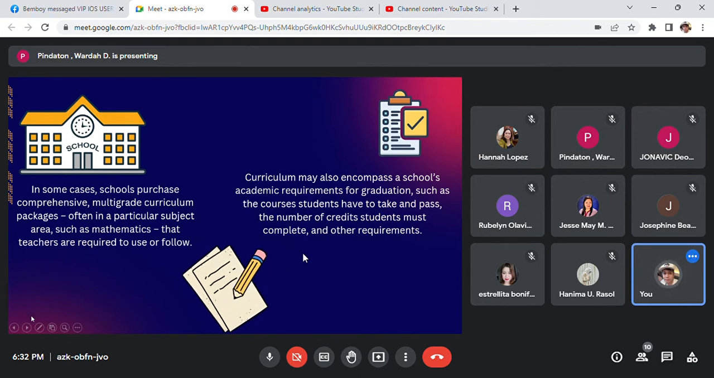Meaning to say, schools buy extensive multi-grade curriculum packages that teachers are expected to utilize or adhere to. These packages are frequently in a specific subject area, such as mathematics. The academic requirements for graduating from a school, such as the courses students must take and pass, the number of credits they must earn, and other prerequisites may also be included in the curriculum.